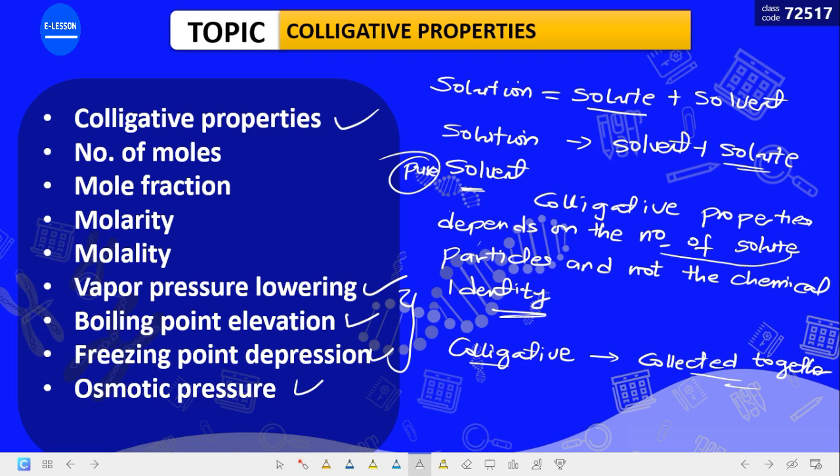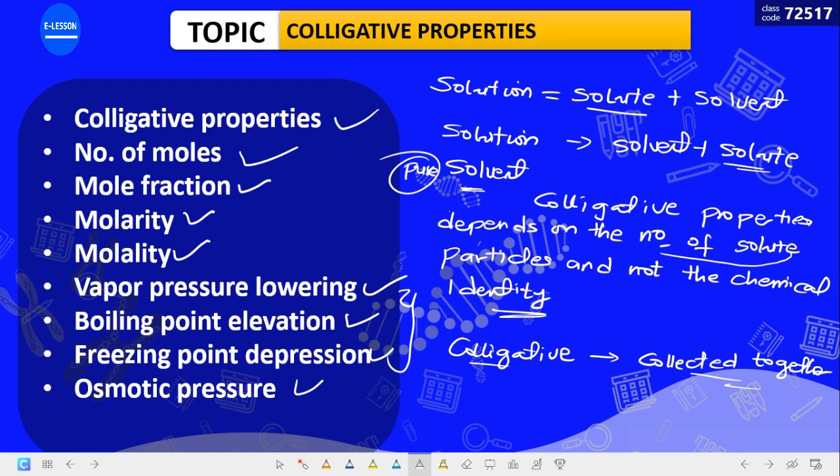Now, that makes us come to discussing concentration terms. How is concentration expressed? Concentration can be expressed in the form of mole fraction, molarity, and molality. And then we can also express it as the number of moles. So if we have discussed all these things here, it means that we have achieved the aim of this lecture. Let me recap.